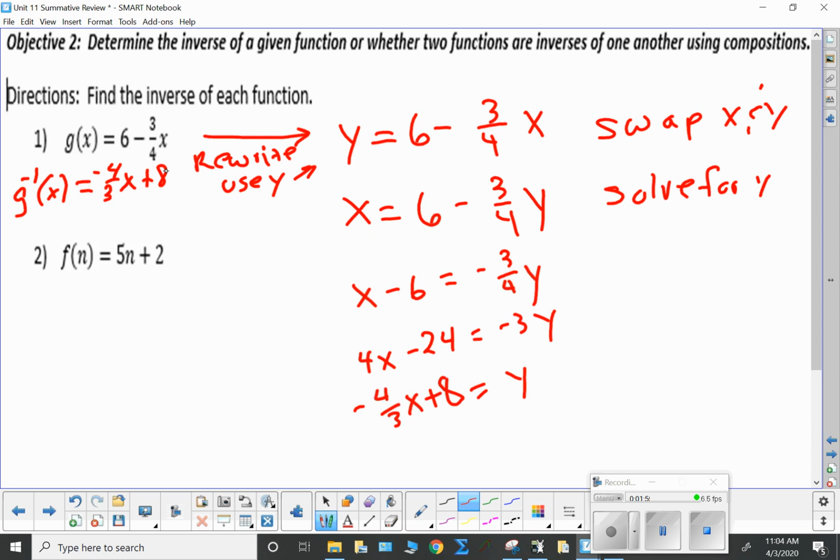Let's try the next one. Let me change colors. Okay, first I'm going to rewrite it. Y equals 5n plus 2. Now I'm going to switch and make it n is equal to 5y plus 2. Subtract the 2 and divide by 5.